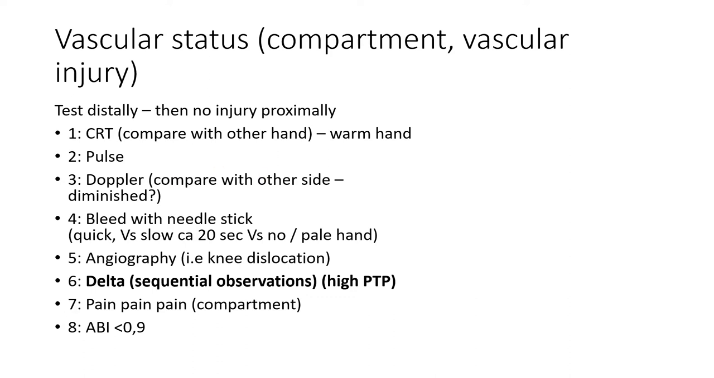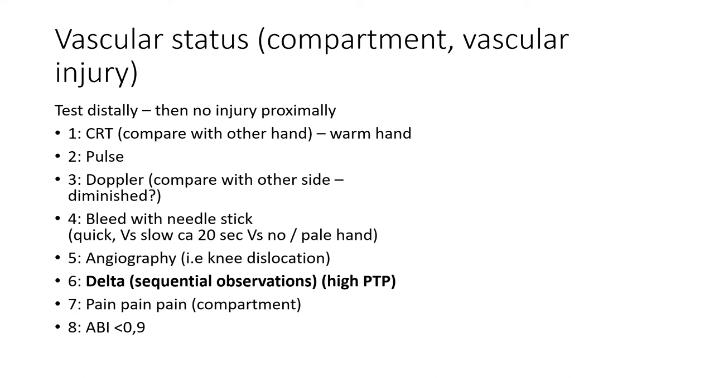And the hand surgeons gave us this tip that you can always prick the finger with a needle and see if it bleeds. If it bleeds, then there is at least some perfusion. Usually it should be quick. If it's quick or slow, that's all right. But if there's no bleeding at all, then it's a pale hand. Okay, so you can put that into three categories as well: good, bad, and diminished. Then you can do an angiography, and that's what you do in proximal humerus.